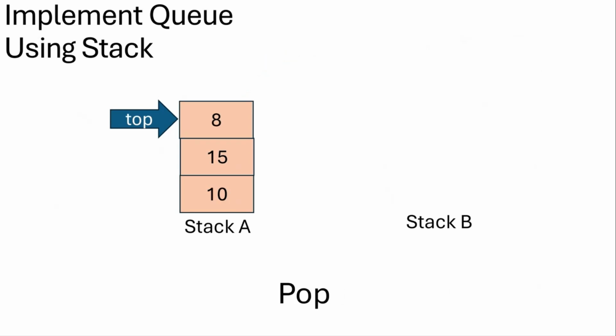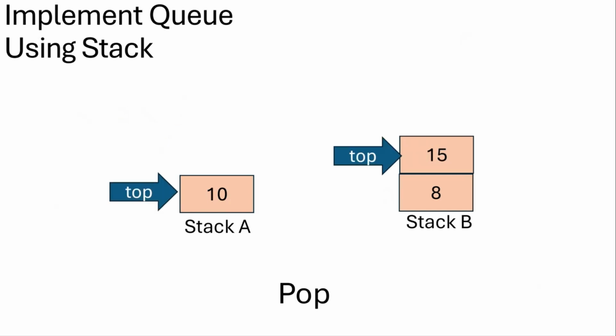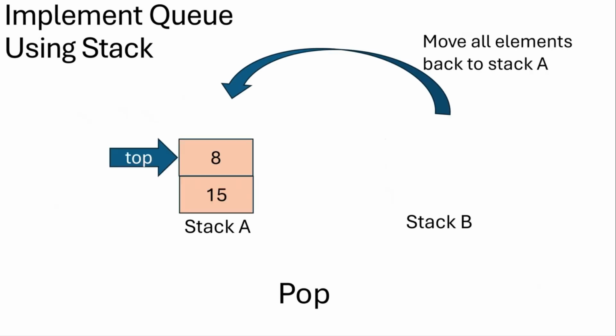Let's understand how the pop functionality will be supported. Similarly, when we do the pop in a queue, it returns the front element, or the first element which was inserted. The first element inserted here is 10. Now, the same way we did for peek, we have to remove these elements first and move them to stack B, then remove the first element which was inserted, and then move all the elements back to stack A. In the pop operation also, to support it as a queue, we need to move all the elements in a stack. So that is why the time complexity is O(n), where n is the number of elements in the stack.